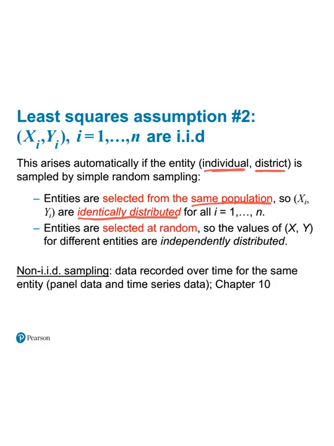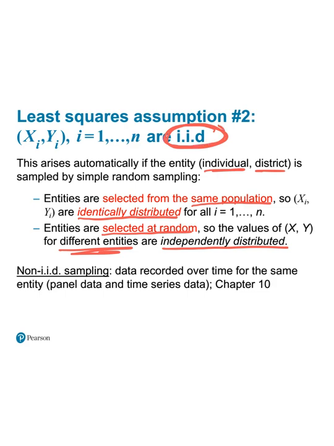Now, if these entities are selected at random, then technically these pairs of X's and Y's are independently distributed. They don't have anything in common with other observations in the data set, because they're random. So you're going to see IID data a lot. It's usually something that we always assume to be true, but there are clear violations, and we'll see this in future chapters.